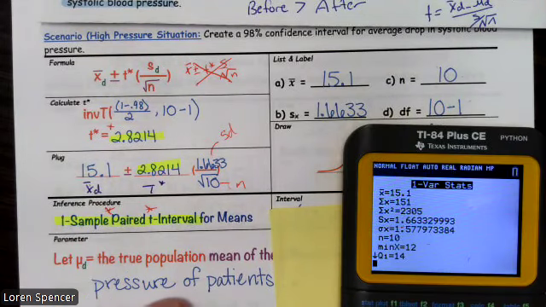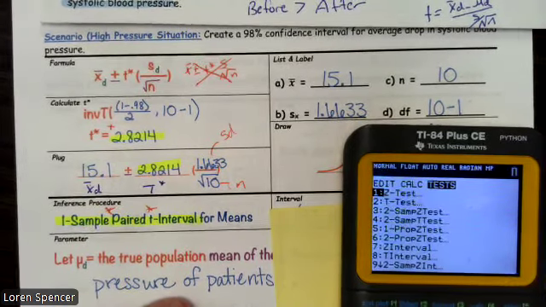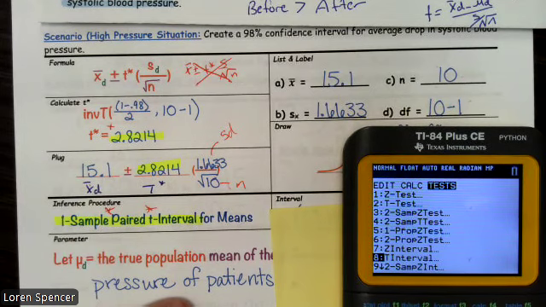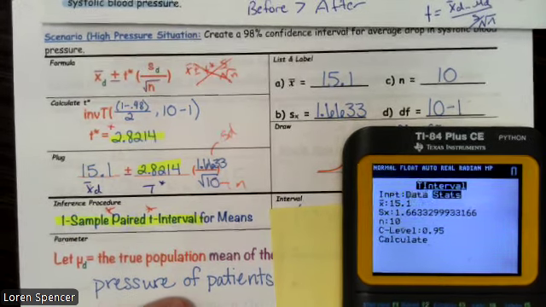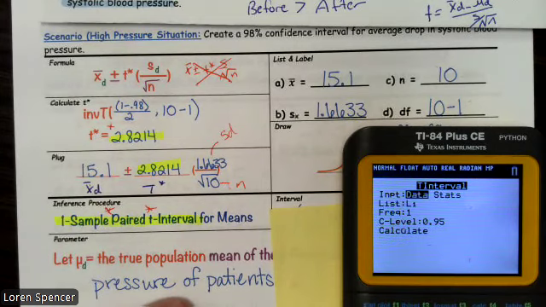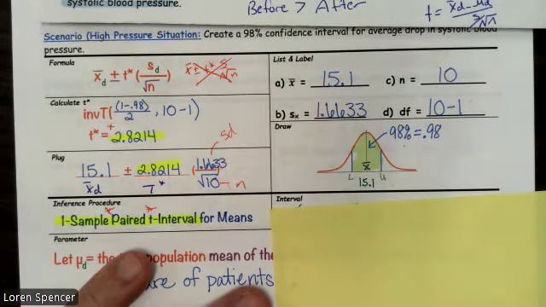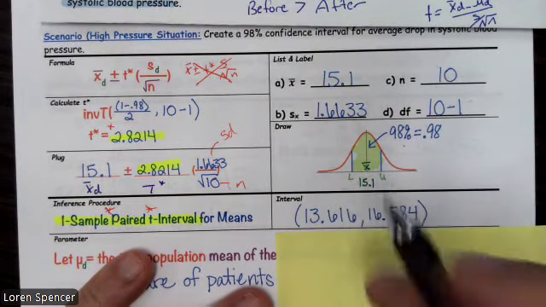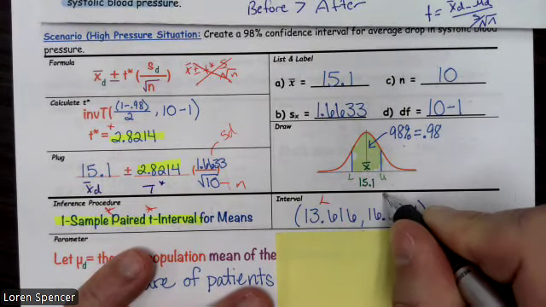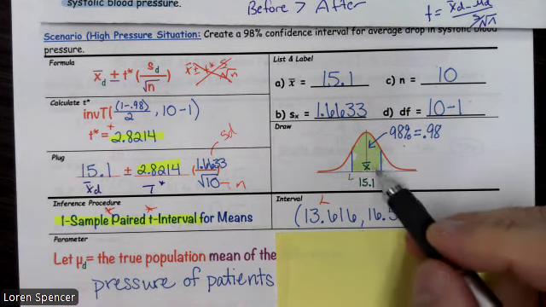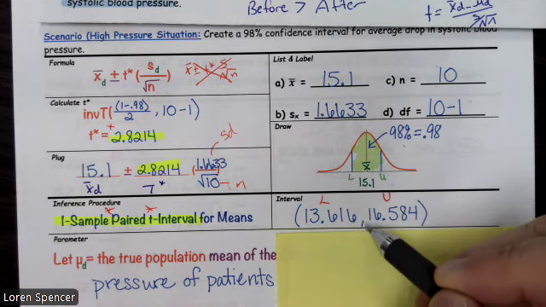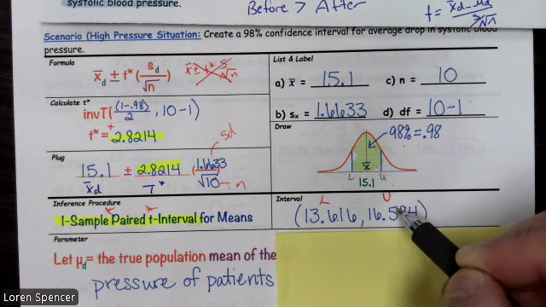Let's go ahead and run this test and get our interval. So stat, tests, drop down to t interval. Data needs to be highlighted. Our list is in L3, so blue 3. And we need a 0.98 confidence level. So 13.616 to 16.584, with this being my lower bound and this being my upper bound. And we're 98% confident that it lies within this interval. It might be as low as this, might be as high as that.